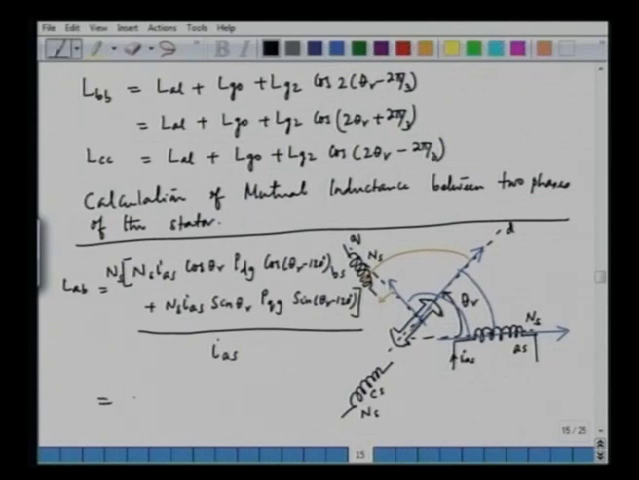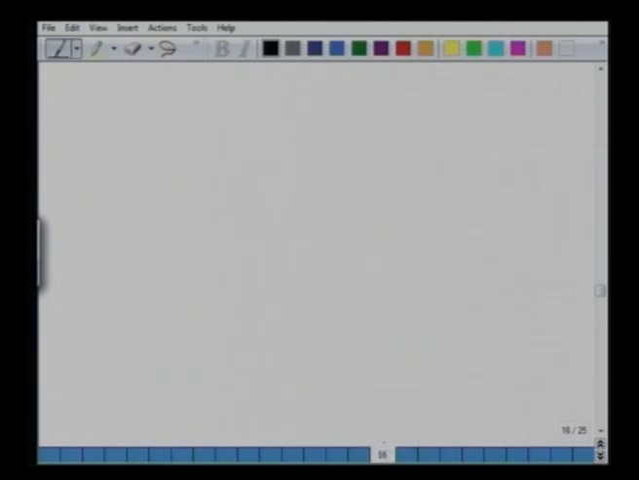That is equal to n square into minus of half Pgd plus Pqg by 2 plus, I can write down in the next slide, Pdg minus Pqg by 2 into cos of 2 theta r minus of 120 or 2 pi by 3.